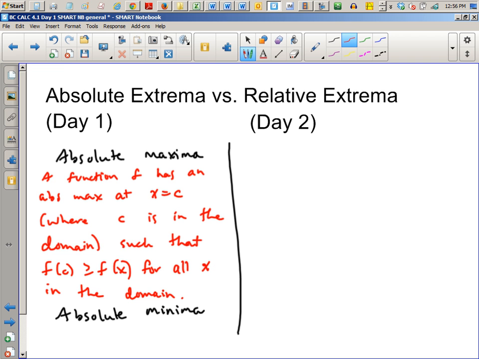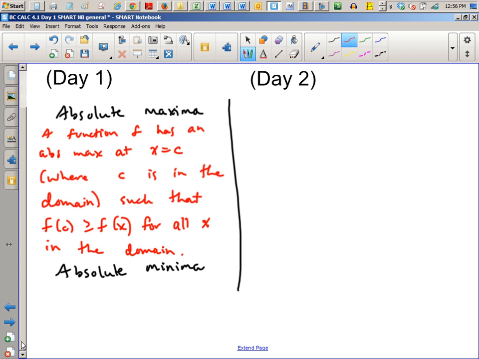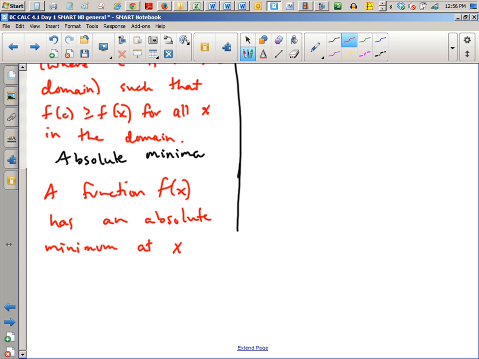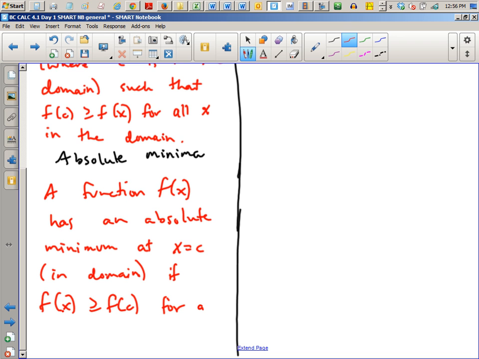And then if you want to write a sentence for absolute minima, it'd sound very similar. Something maybe like a function f has an absolute minimum at x equals c in the domain, of course, if f of x is greater than or equal to f of c for all x in the domain.